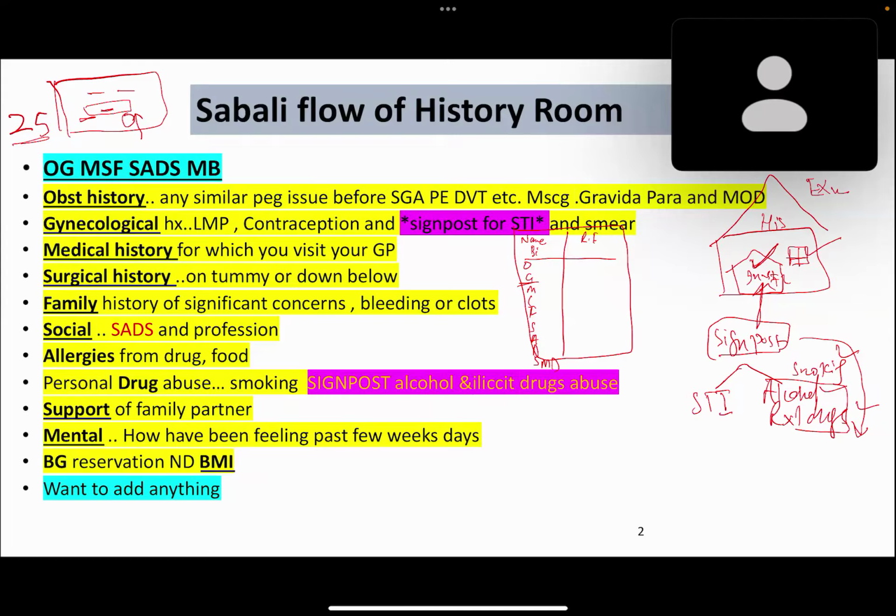Okay, so whatever mnemonics work for you, make your own mnemonics, but don't skip a single thing. In obstetrical history, like today, you guys have antenatal cases. In obstetrical history, you have to ask about similar pregnancy issues before. Small for gestational age, for example, if she has oligohydramnios, ask about that. Gynecological history, ask about the menstrual period, contraception, and STI.